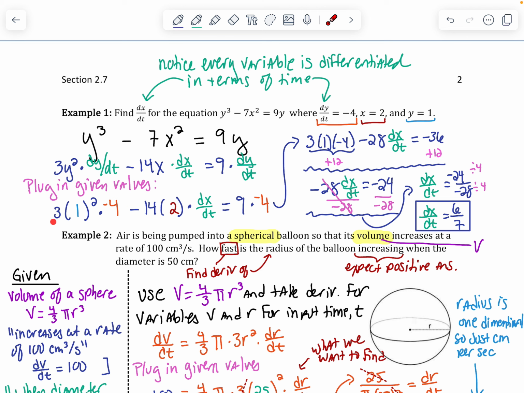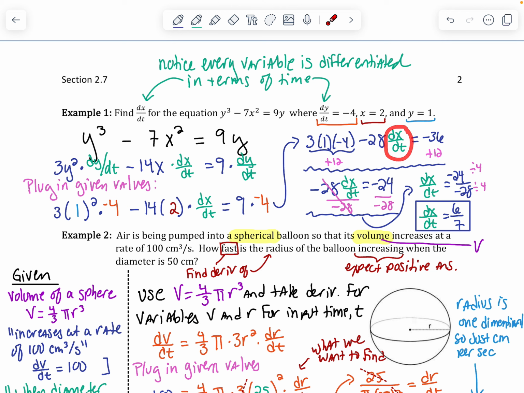So 1 squared is just 1 to give me 3 times 1 times negative 4, which is negative 12. This 12 is positive below it for a different reason. I can multiply the negative 14 and 2 to get negative 28, but it's multiplied with dx/dt, and 9 times negative 4 is negative 36.